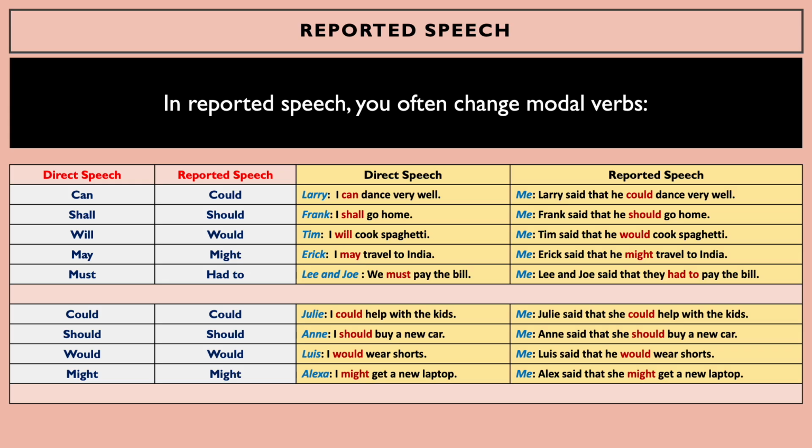From could, we stay the same way. Same with should, would, and might, because they are already the past versions of the modal verbs, so we don't have to change them. For example, I could help with the kids. Julie said that she could help with the kids. I should buy a new car. Anne said that she should buy a new car. I would wear shorts. Luis said that he would wear shorts.